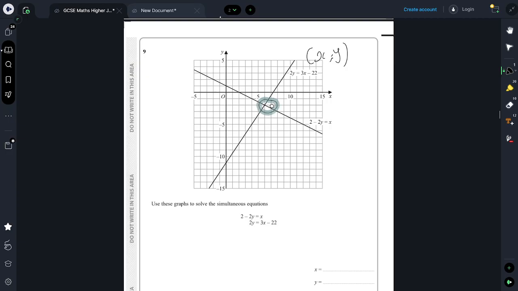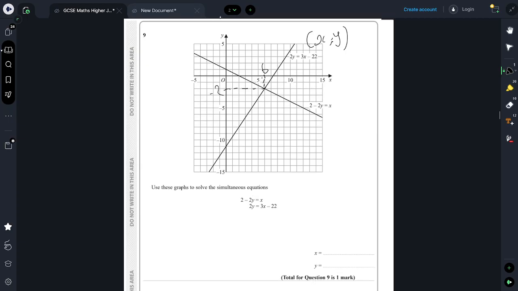So, to solve it, that's the point of intersection here. You just need to read off the graph. The x coordinate is clearly going to be 6, and the y coordinate is going to be there, which is minus 2. So actually, x is 6 and y is minus 2 for 1 mark. So you just need to read off the graph there. Okay, lovely, lovely.